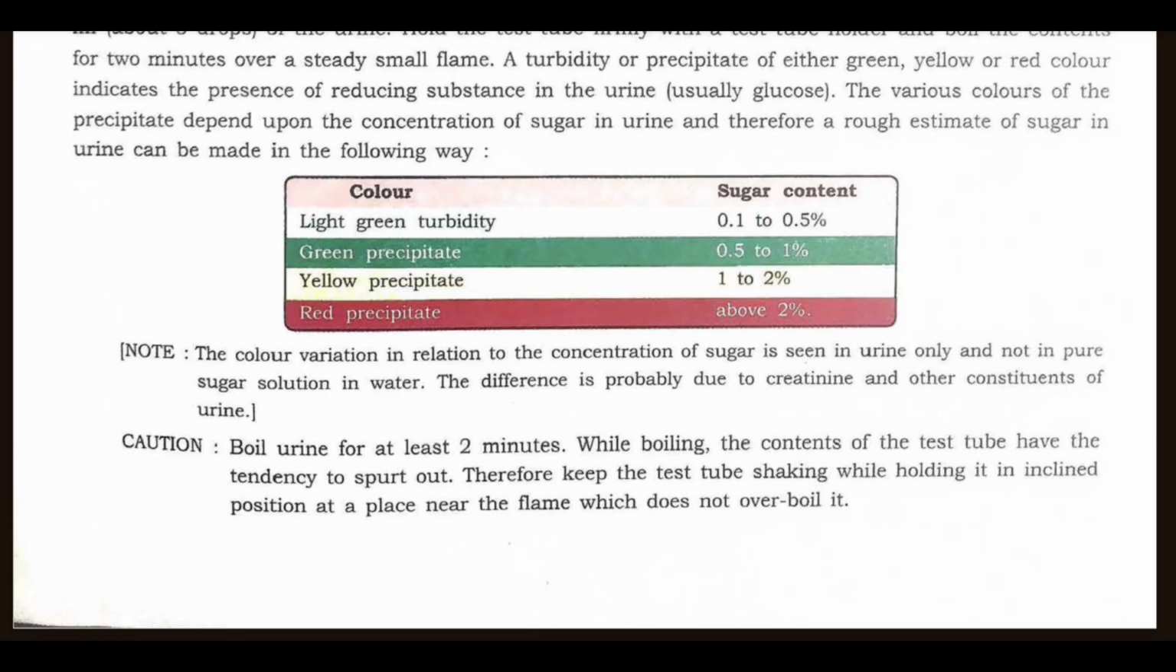Caution: boil urine for at least 2 minutes. While boiling, the contents of the test tube have the tendency to sprout out. Therefore, keep the test tube shaking while holding it in an inclined position at a place near the flame, which does not overboil it.